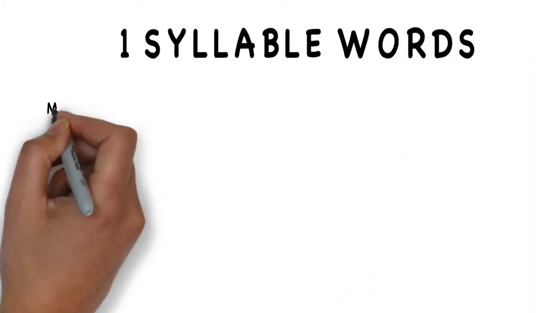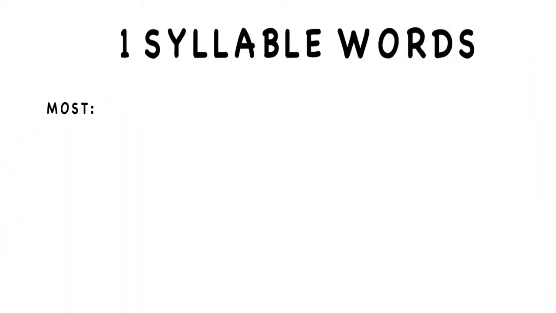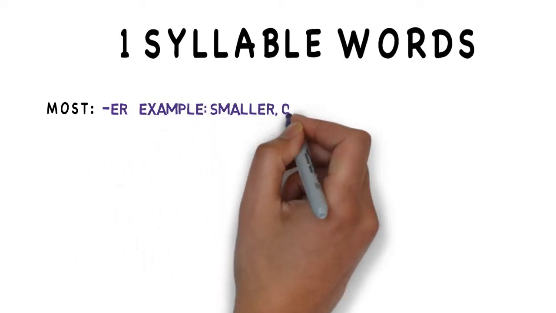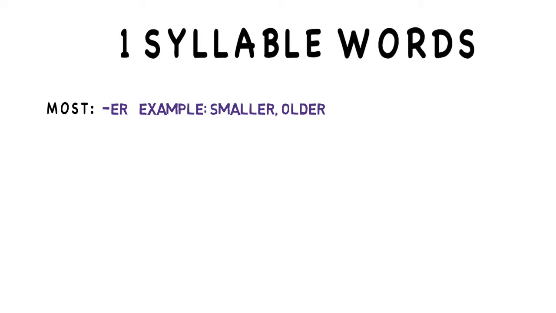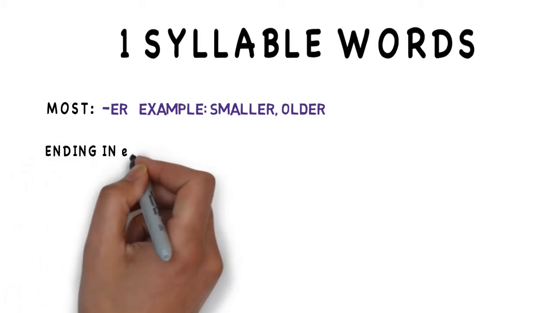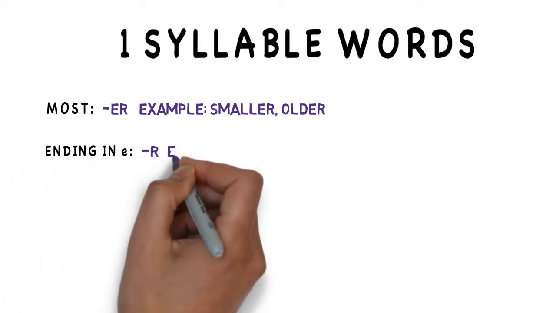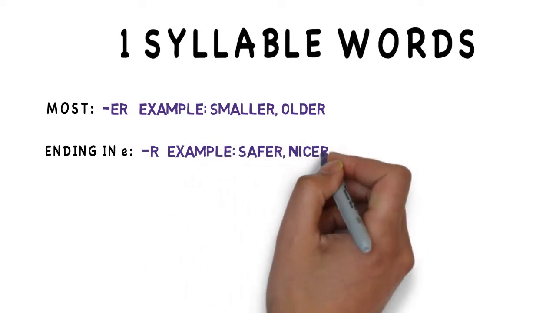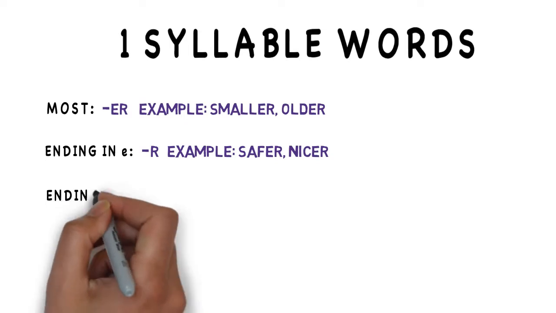For one-syllable words, in most cases, all you have to do is add ER. For example, the word small becomes smaller, old becomes older. That means more small or more old. If the word already ends in an E, just add R. For example, safer or nicer.